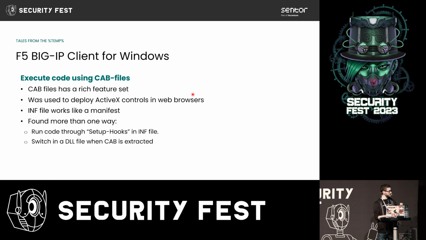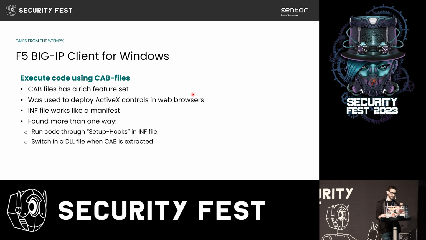Okay, so now that we were able to bypass the code signatures, we still need to find a way to execute code using cab files. And cab files are interesting because they have a rich feature set. If you're old like me, you remember the ActiveX controls that you installed through the browser in Internet Explorer ages ago. A lot of those features were used in that scenario.